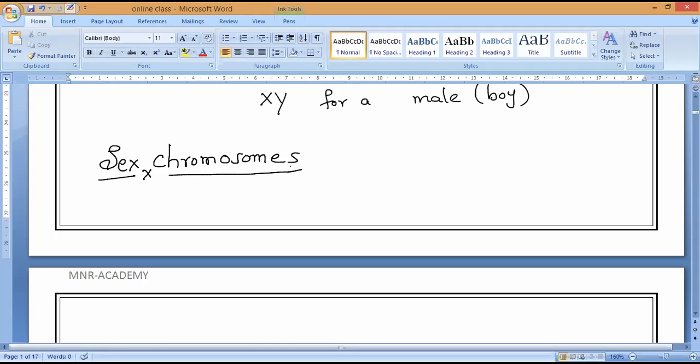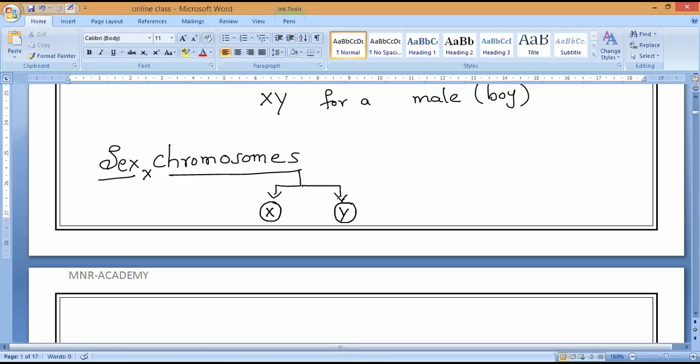Sex chromosomes. Now you tell me, what are the types of sex chromosomes? We have two types of sex chromosomes. Can anybody tell me? One is the X chromosome. Yes. And another one is called the Y chromosome. That is what you have to remember.